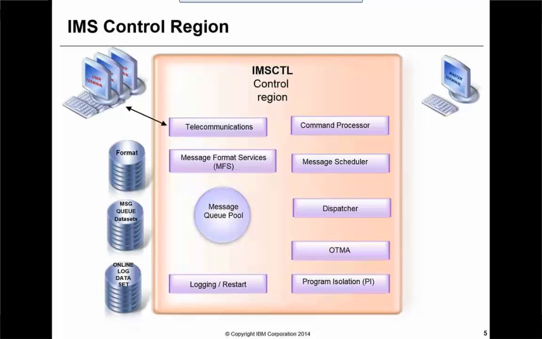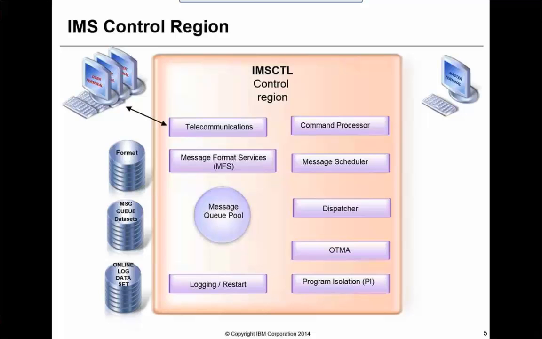There's another address space called IMS Connect, which talks TCP/IP, and it sends in transactions through what's called the Open Transaction Manager Access Code, or OTMA. And then we also have a lock manager in IMS to manage locking for your databases, and that's called PI, or Program Isolation. So this is a high-level look at some of the functions that the IMS control region provides.